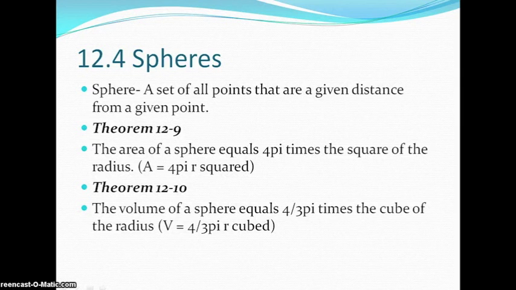12.4 Spheres. A sphere is a set of all points that are a given distance from a given point. Now, Theorem 12.9 states that the area of a sphere equals 4 pi times the square of the radius, or also denoted by A equals 4 pi r squared. Theorem 12.10 says that the volume of a sphere equals 4/3 pi times the cube of the radius, or also denoted by volume equals 4/3 pi r cubed.